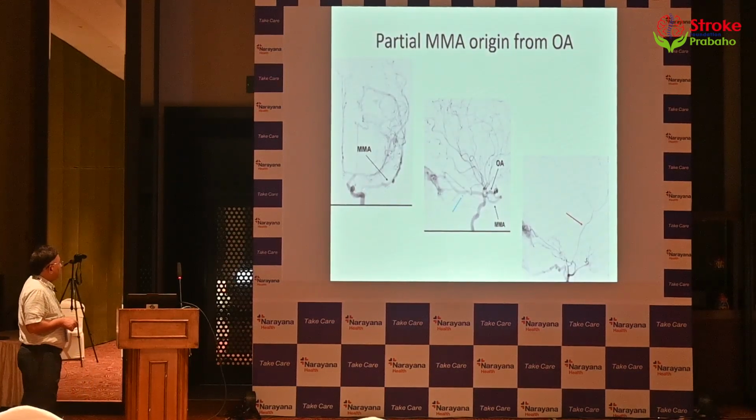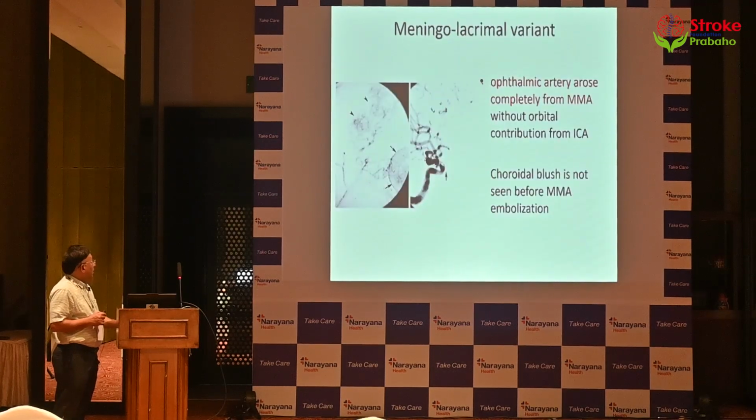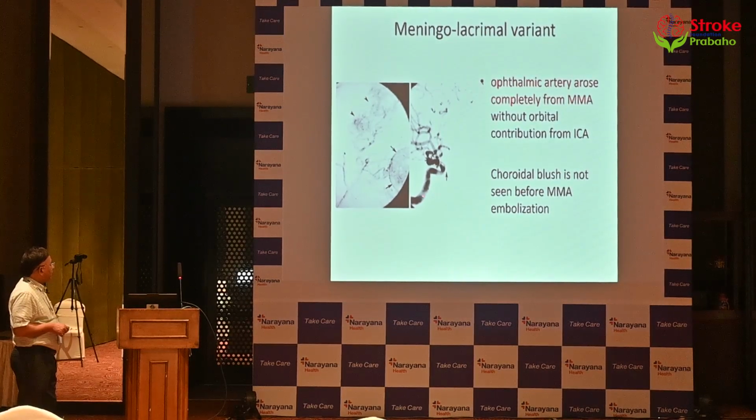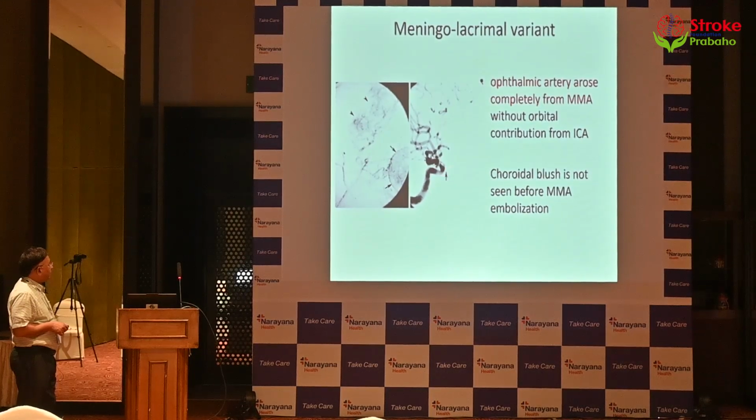Here the middle meningeal artery is partially arising from the ophthalmic artery, but it is also arising from the external carotid artery. And another variant which is very important to identify, particularly when you are planning for middle meningeal artery embolization, is the meningolacrimal variant. So here you can see there is no ophthalmic artery when you take the internal carotid injection.